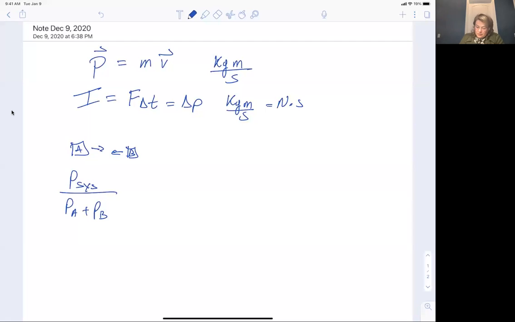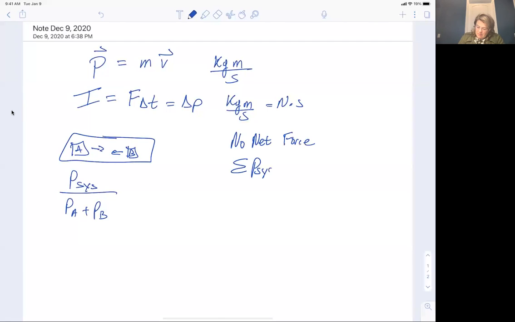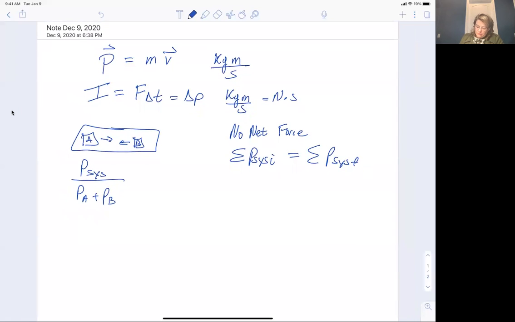What else have we learned? We have learned that when I have no outside net force, so if I define the system as A and B, we know that the momentum of the system initial has to equal the momentum of the system final. In other words, momentum is conserved.